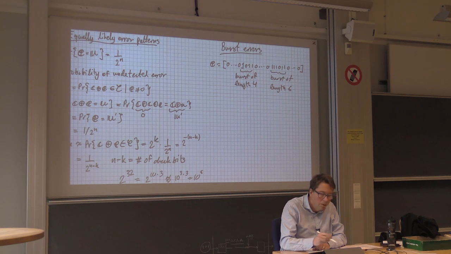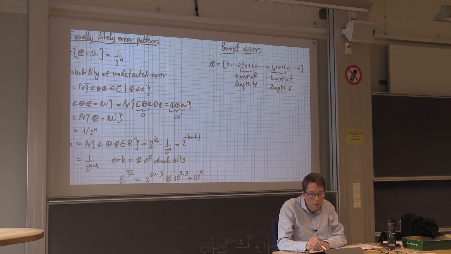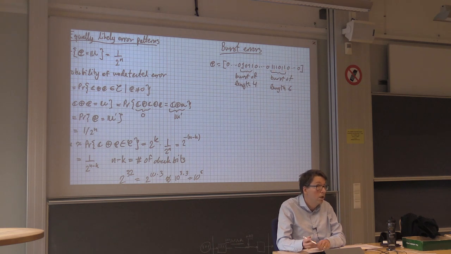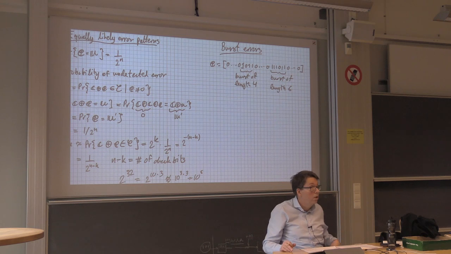So here we have 6 bits involved in this burst. It happens that 5 of them happen to be 0. But a burst of length 6 must have at least 2 errors, one here and one here. But then the rest of the bits could be true, right? Could be correct. So at least 2 errors, at most 6 errors. And all of those patterns in between are possible.